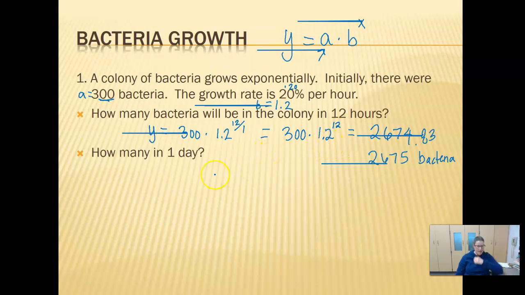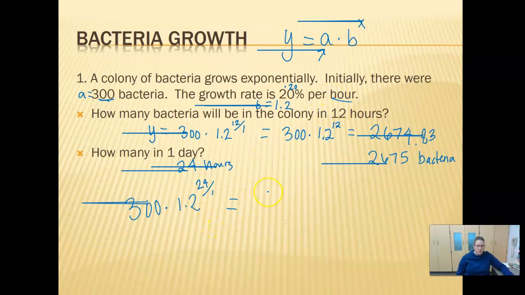Okay, part B is asking us how many would be there in 1 day. So remember, 1 day has 24 hours, and because this is per hour here, we need to change it to hours. So I would just do 300 times 1.2 to the 24 over 1, because it takes 1 hour for it to increase. And so 300 times 1.2 raised to the 24th power is equal to 23,849 bacteria. I'm just rounding it off. Okay. I don't know why it keeps doing that weird line thing.